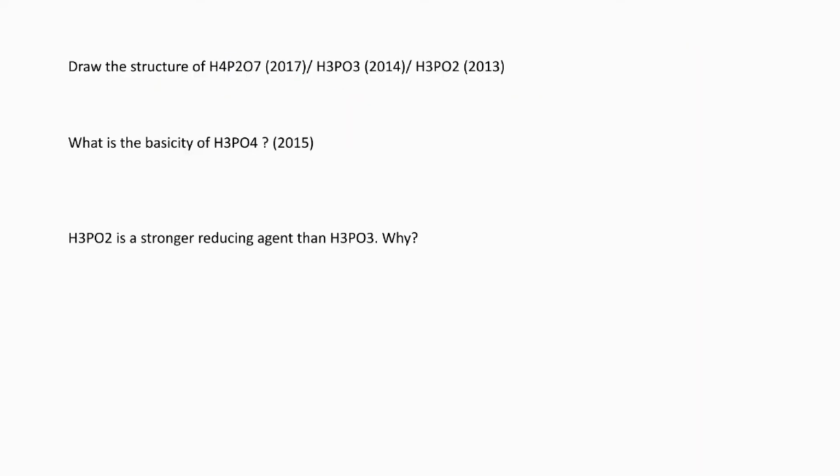Now see the question. These are certain board questions related to what we have learned now. Draw the structure of H4P2O7. It was asked in the 2017 paper. So we are not at all remembering anything about the structure of oxoacids of phosphorus, but still you can draw this.